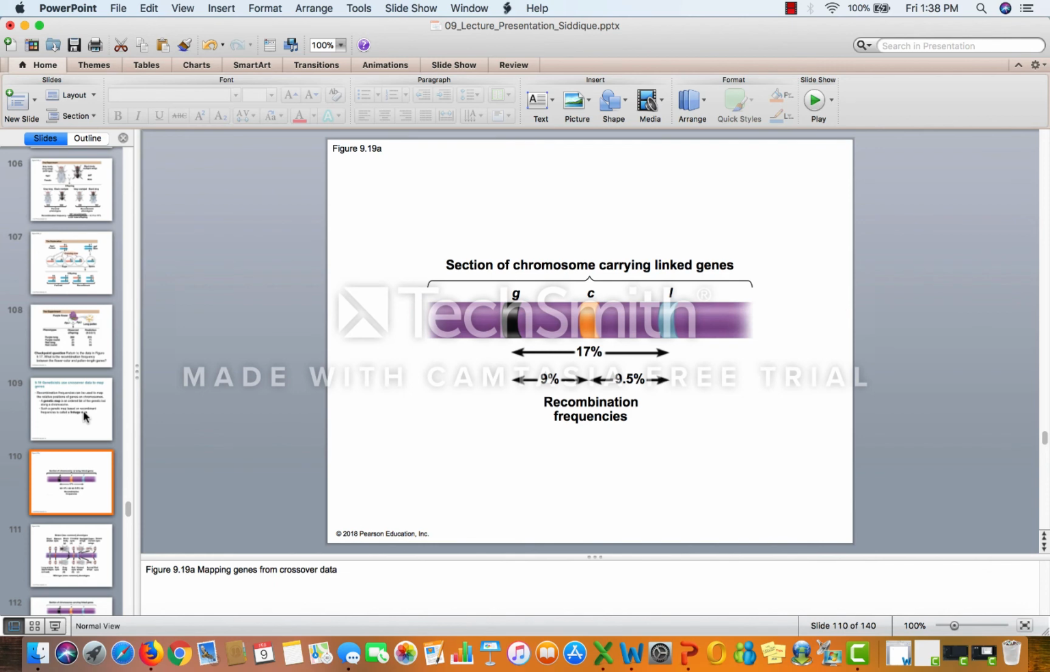Let's take a section of chromosome with linked genes at loci G, C, and L. There's a 17% recombination frequency between G and L, a 9% recombination frequency between G and C, and a 9.5% recombination frequency between C and L. Depending upon where they are located, you get different recombination frequencies. If they're closer together, you get a lower recombination frequency, like 9.5%. If they're farther away, you get a greater chance of recombination.